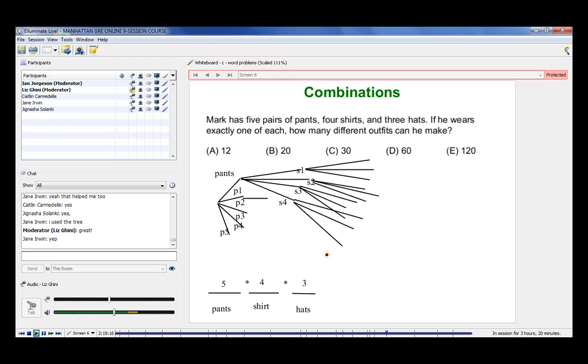I have to multiply the number of options. This is a classic counting problem. You could use a tree, it gets really awkward, but if you had a big enough piece of paper. Really the tree lets you know why it has to work this way. For each pant and shirt combination, I have 3 hats. So how many pant and shirt combinations? 20. Questions or comments?